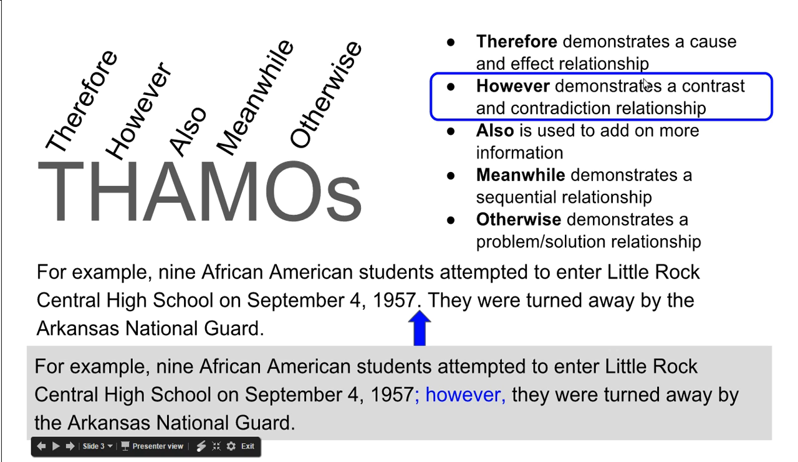For example, 9 African American students attempted to enter Little Rock Central High School on September 4th, 1957; however, they were turned away by the Arkansas National Guard. Beautiful. In just one simple edit, I'm able to demonstrate a contrast and contradiction relationship in my paper. One would expect the students would be invited into Little Rock High School, however, they were turned away.